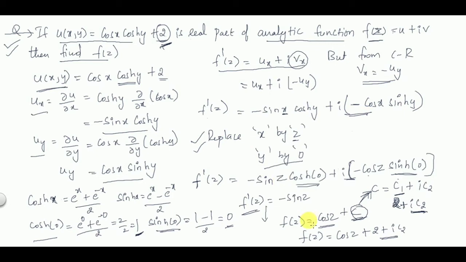You'll get it like this, and taking integration you'll get the answer like this: cos z plus c, where c is the complex constant. So if the real constant is given, you have to substitute that real value here, because a complex constant is also a combination of real and imaginary parts.